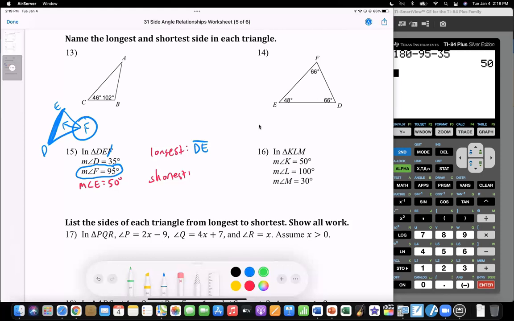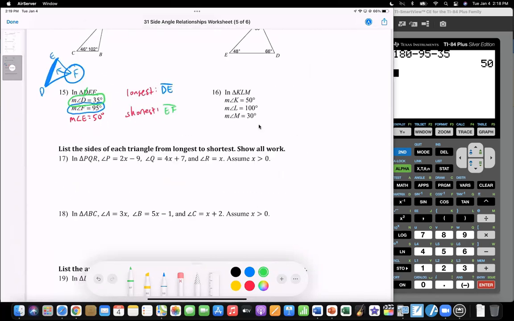Okay, so for the shortest side, well, the smallest angle we have here is the 35. So really, we didn't even need the 50, but it could have been smaller than 35 or larger than 95. So we always need to check it. But that's the smallest angle. So across from that would be EF, the other two letters. So that means that would be the shortest. Okay, which means the side that we're missing, which would be what? DF is the middle one, but it's only asking for the longest and the shortest.